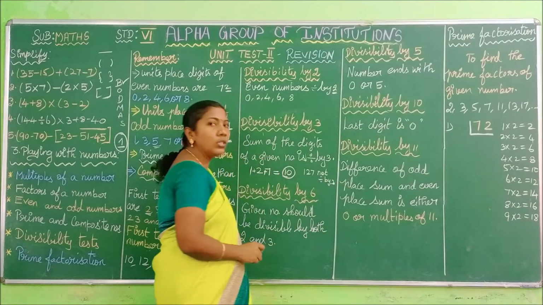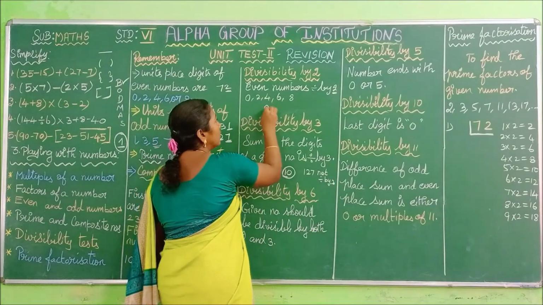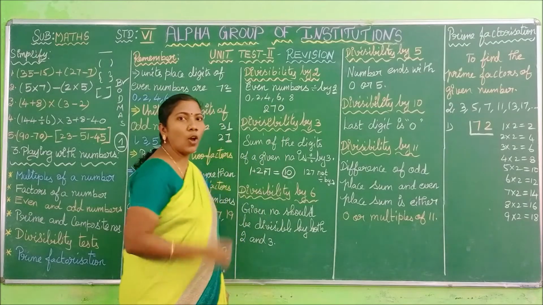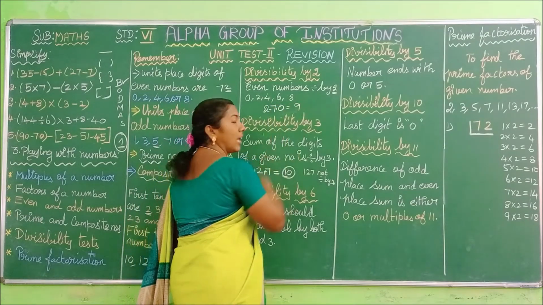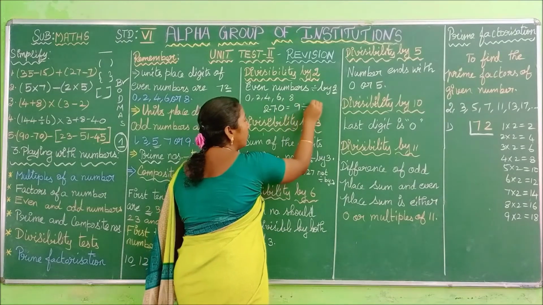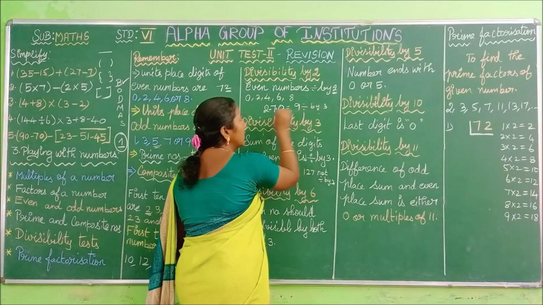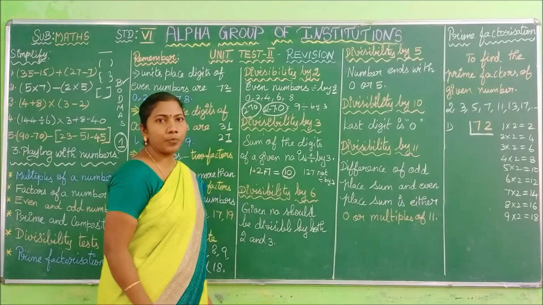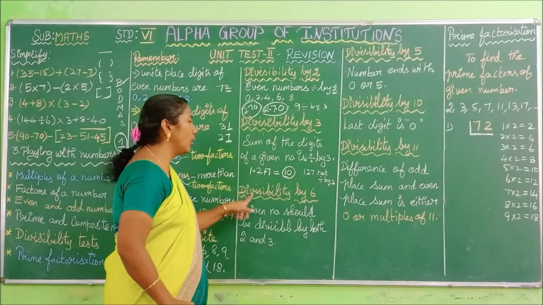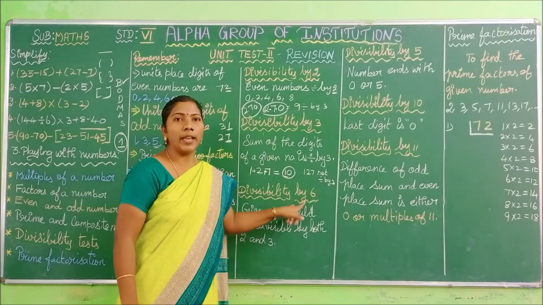Suppose in the question they are giving 270. Now we are going to sum the digits. So 2 plus 7 plus 0. What is your answer? 9. But 9 is divisible by 3. So in that case, we can say 270 is divisible by 3. I hope you understand.